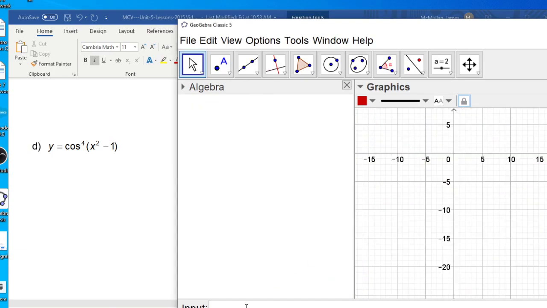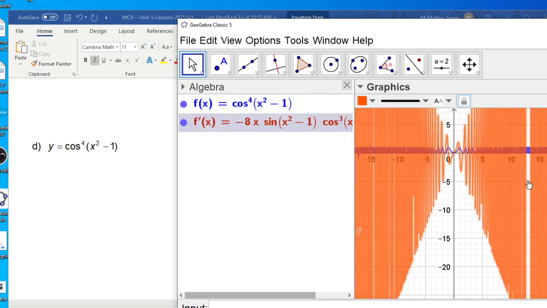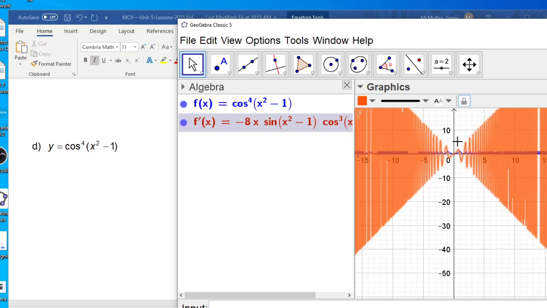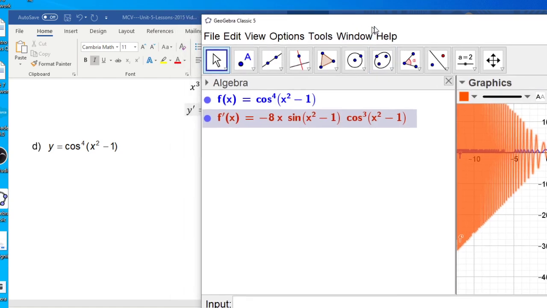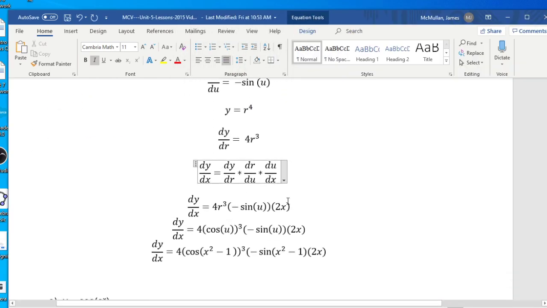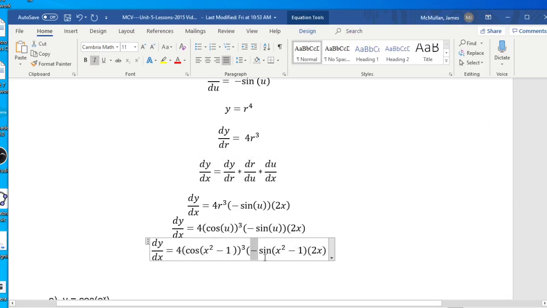So again, we have cos, so let's say cos of x squared minus 1, and then all of this is to the power of 4. And then we want to take that derivative. It's interesting looking. Okay, so let's look at what it came up with. So it has a negative 8x. You can see where that's coming from. The negative is here, the 2x is here, and then there's a 4 there, right? So they can clean it up a bit.